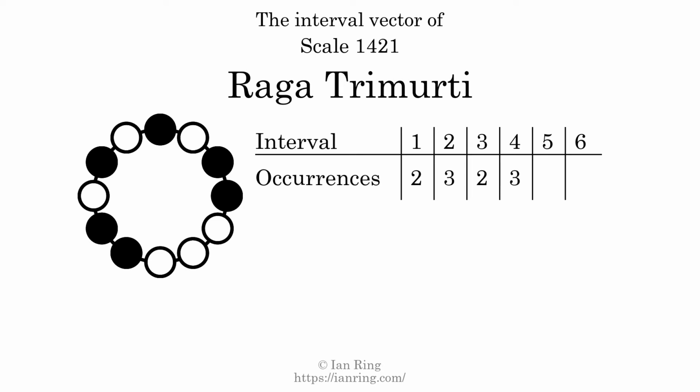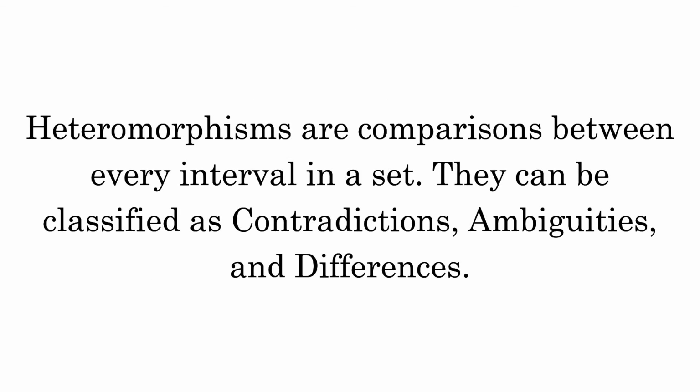There are 3 intervals with the size of 4 semitones. They are here, here, and here. There are 4 intervals with the size of 5 semitones. They are here, here, here, and here. There is 1 interval with a size of 6 semitones. It is here. Each interval does not appear in this scale a unique number of times, so this is not a deep scale. Heteromorphisms are comparisons between every interval in a set.